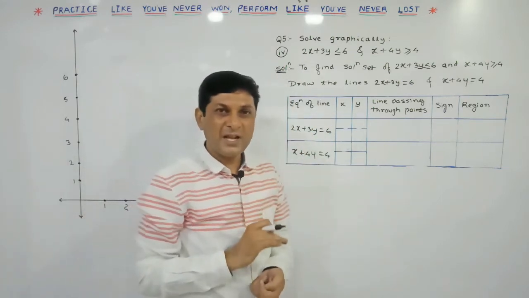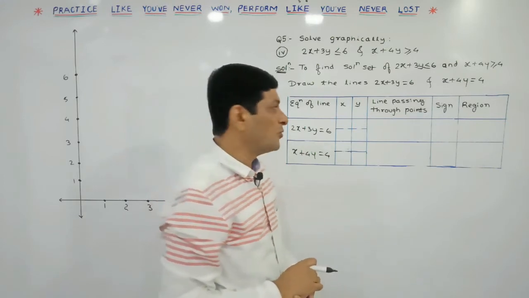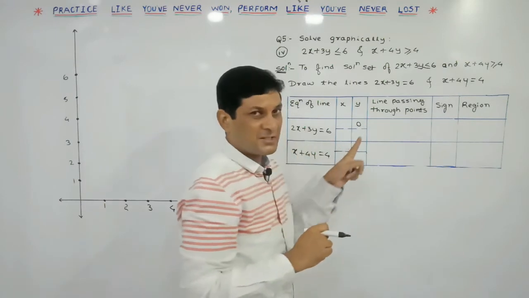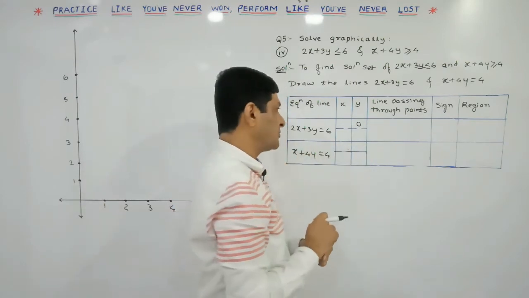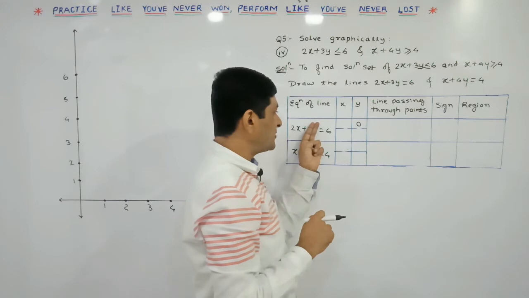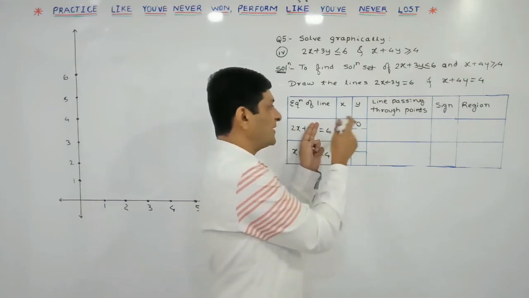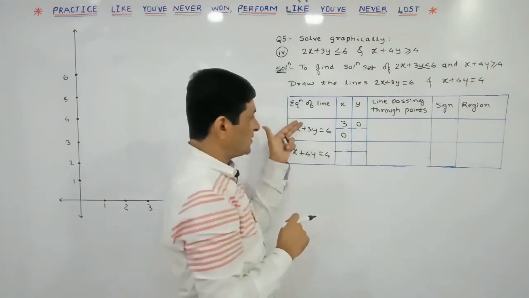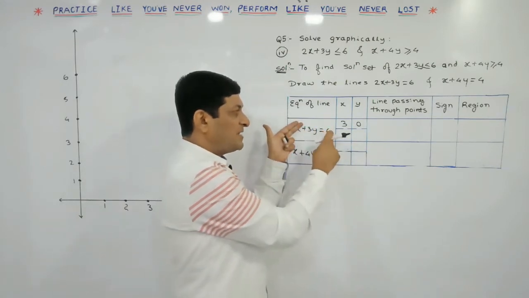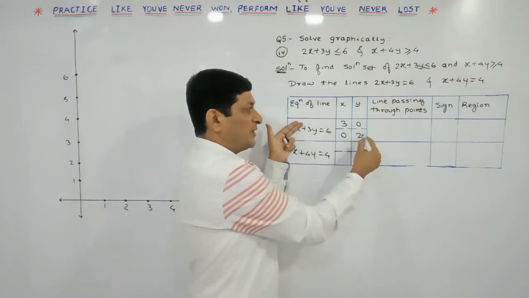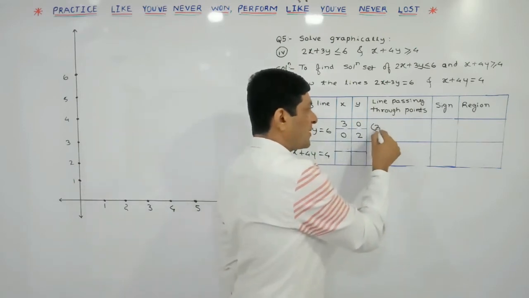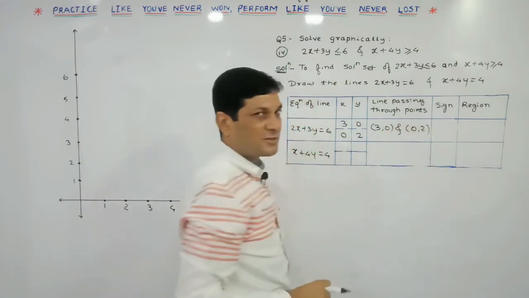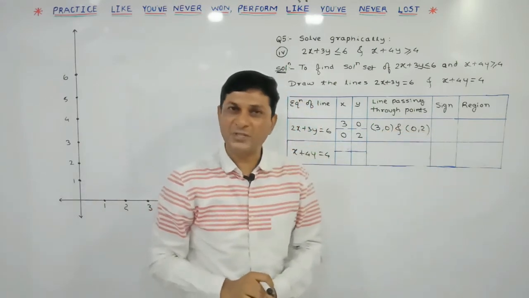Now to construct the line, try to find the coordinates of 2 points on the line. First we find the coordinate of a point on the x-axis. For that purpose substitute y is equal to 0. Then this term becomes 0, 2x is equal to 6, which means x is equal to 3. If I substitute x is equal to 0, this term becomes 0, and 3y is equal to 6 implies that y is equal to 2. In this way we have got the coordinates of 2 points on the first line: the first point is (3, 0) and the second point is (0, 2).